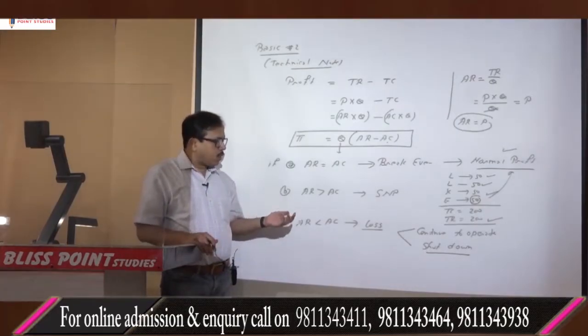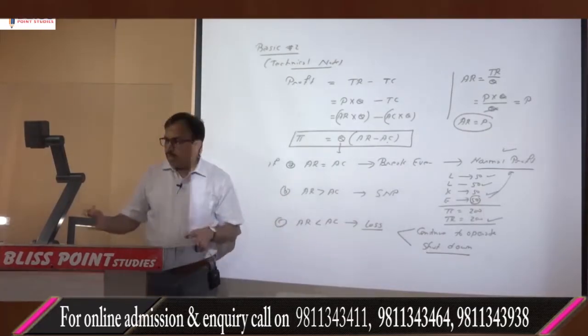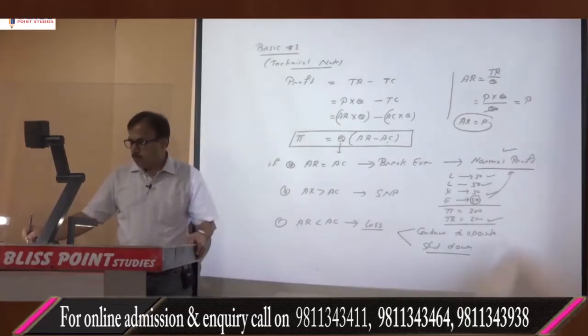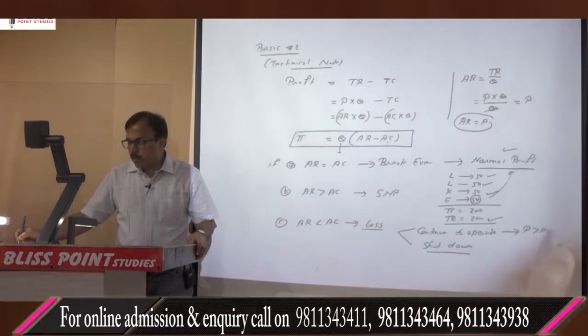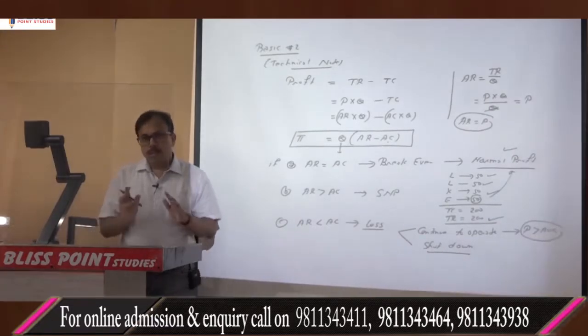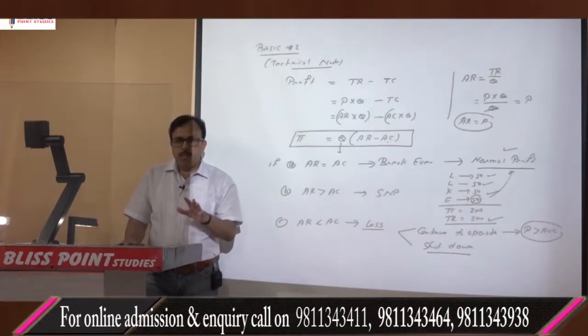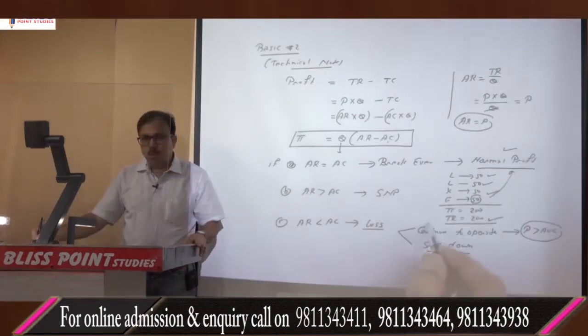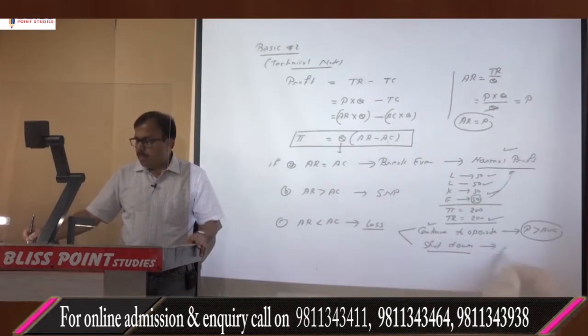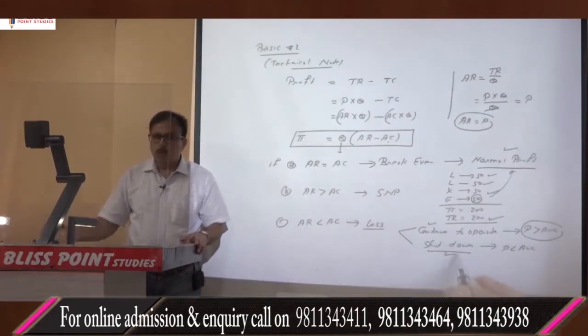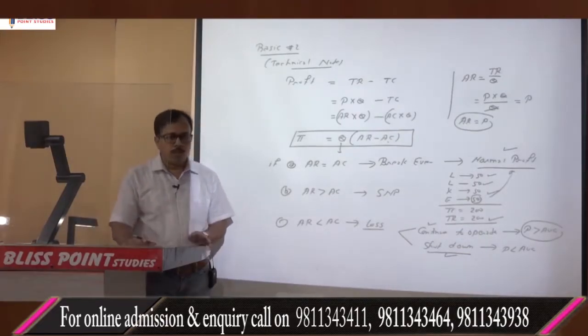But when will they continue to operate and when will they shut down? The decision depends upon, just focus here, whether price is greater than average variable cost. If price is more than average variable cost, then despite loss, the firm will continue to operate. But when price is less than average variable cost, the firm will prefer to shut down. That means there will be no production.